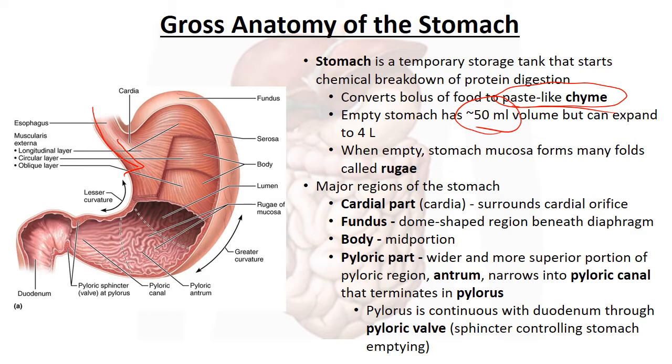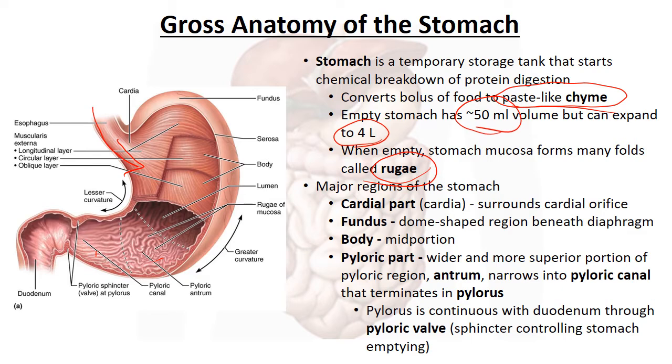Now because the stomach, when empty, is about 50 milliliters in volume, it's going to have to expand when you eat, and it can expand up to 4 liters, which is like 2 Coke bottles. So this expansion is allowed because we have multiple folds called rugae. When you look at the picture right here, these wrinkly looking areas, that's the rugae. That allows the stomach to stretch out.